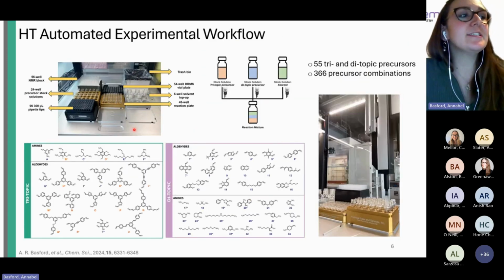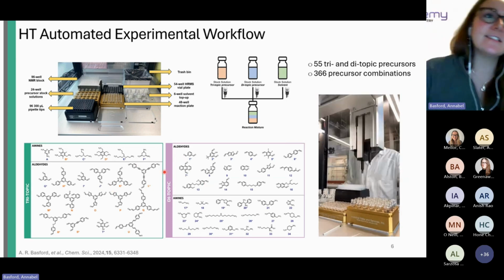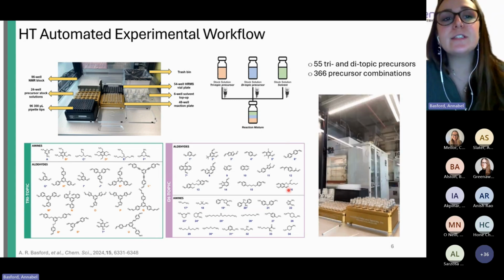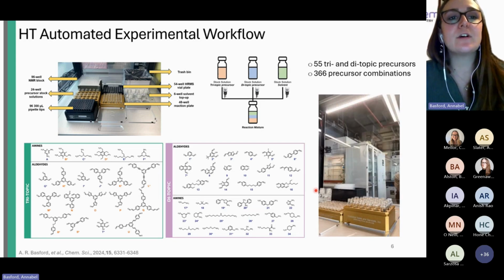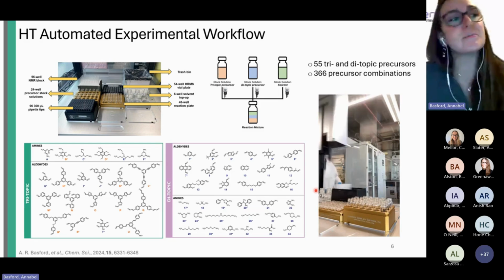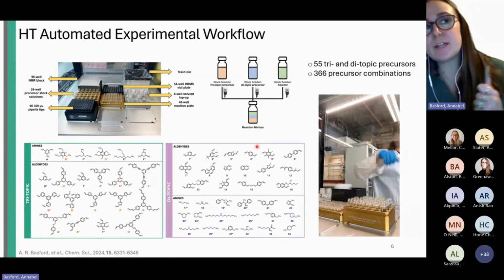So first up, what we did was create a precursor library of tritopic and ditopic aldehydes and amines. We used an OpenTrons platform, which some of you might have used. It's a liquid handling platform. It's really cheap, it's only about 5K. It's got a wonderful open source API, so it's really easy to use and totally customizable. And we did this for both the synthesis and all the sample prep for characterization.